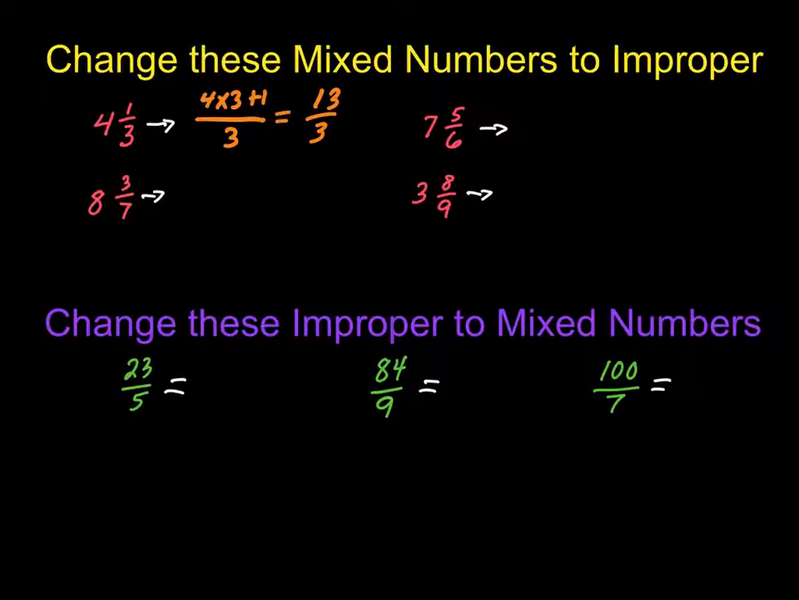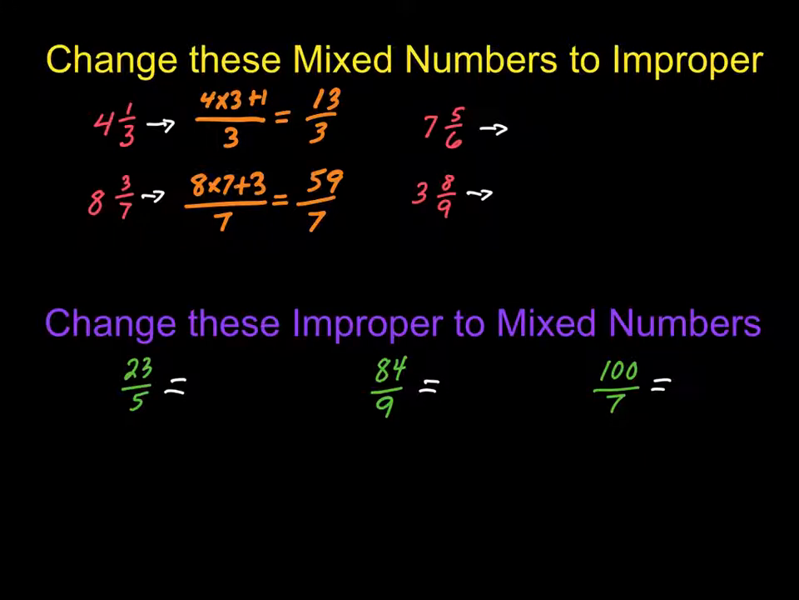8 and 3/7. We multiply our 8 and our 7, and add 3 more. Bottom number stays the same. 8 times 7 is 56. We add 3 more, we get 59/7. Hopefully you're 2 for 2.